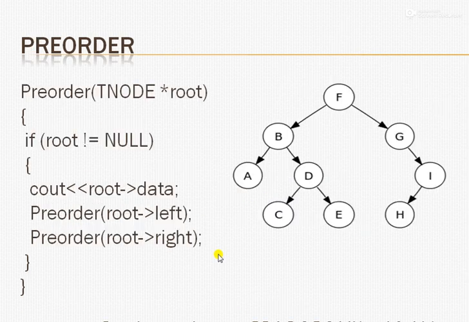So let us see the pre-order. In pre-order, the sequence is root, left, then right. So for root data, we'll have to print the element, then for root left, I will have to call the pre-order function itself, then in pre-order fashion I will have to call the right subtree here.